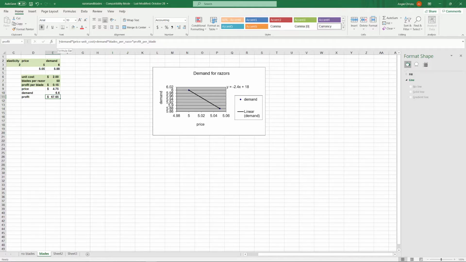Demand, this is demand for razors. Blades per razor is basically just the demand for blades. We could also have called it demand for blades, but because we're not really calculating this right now, and we just take the number as a given, the 50 razors, we just can say blades per razor. And the profit per blade.